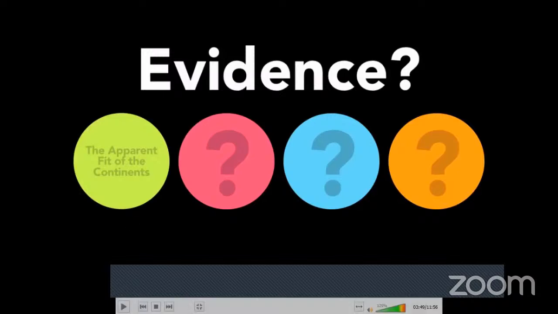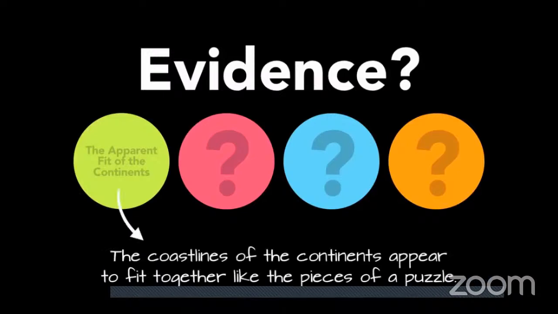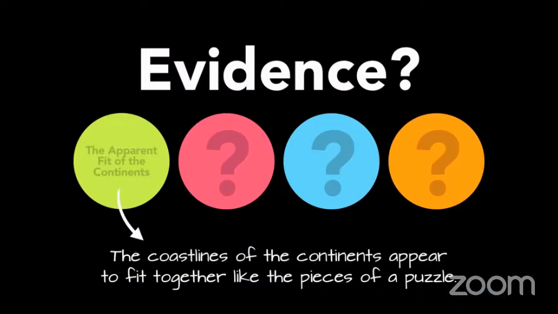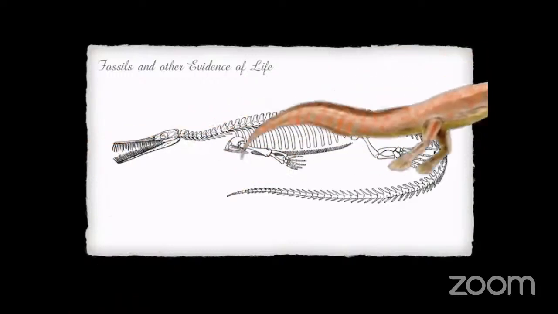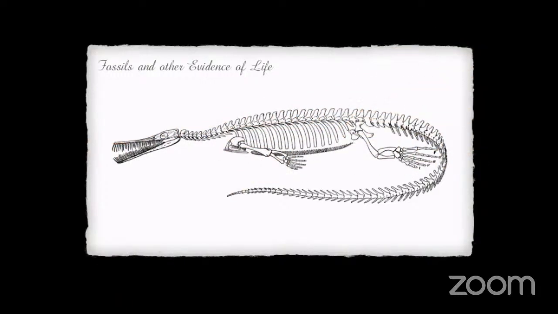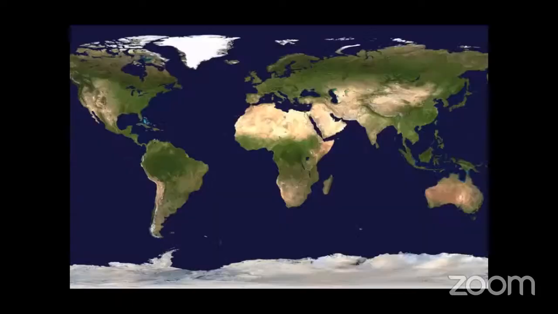And just to expand on that a little bit, essentially the coastlines of the continents appear to fit together, kind of like the pieces of a puzzle. But that's not enough. So Wegener went back to the drawing board. He dug through piles of books and libraries and became quite interested in fossils and other evidence of prehistoric life. In fact, Wegener became particularly interested in that guy who just swam across the screen, the Mesosaurus.